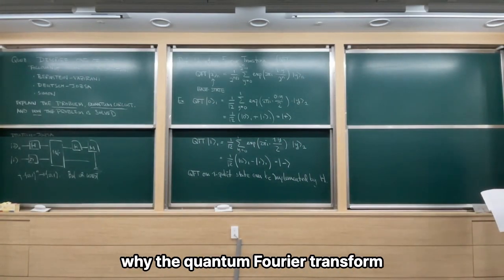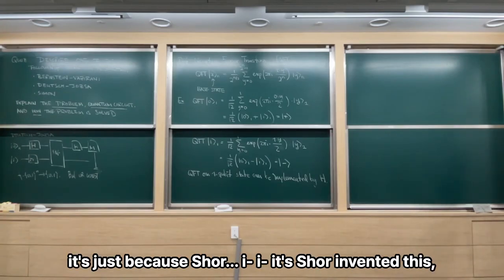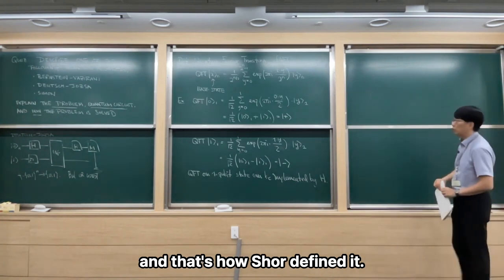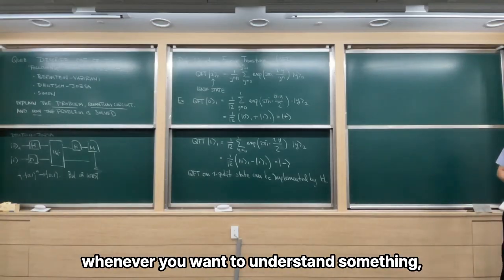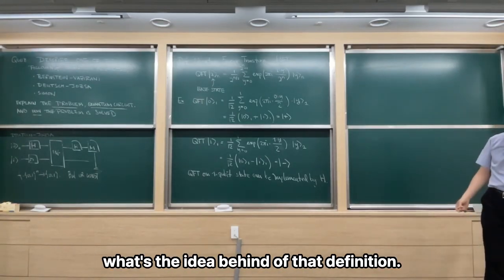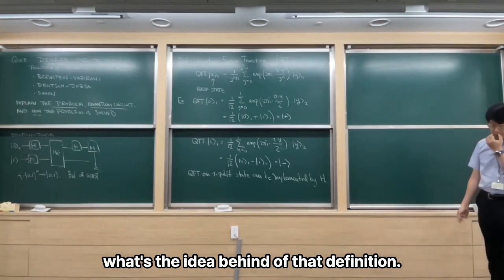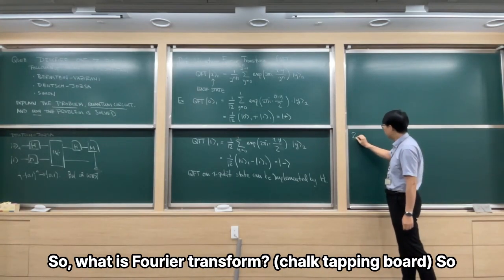The original reason is just that Shor invented this, and that's how Shor defined it. But whenever you want to understand something, you have to understand the idea behind that definition. So we need to go through the Fourier transform first. So what is the Fourier transform?